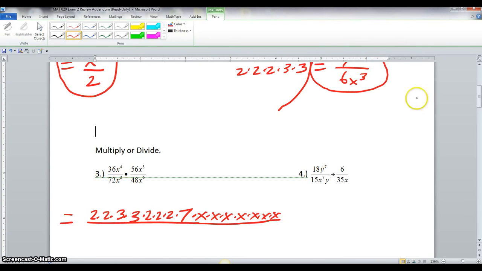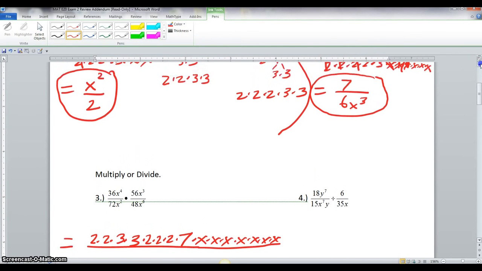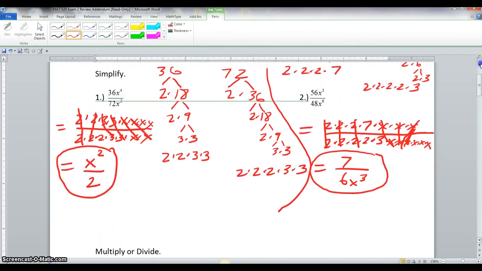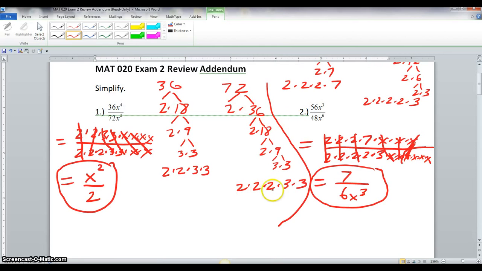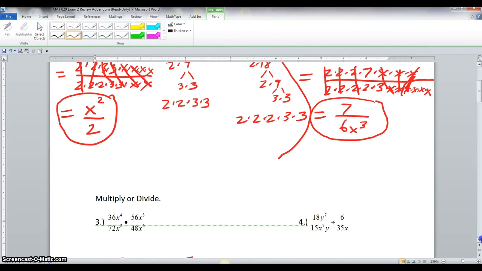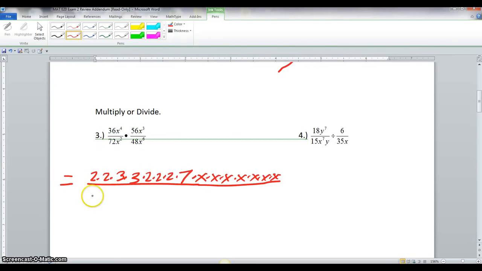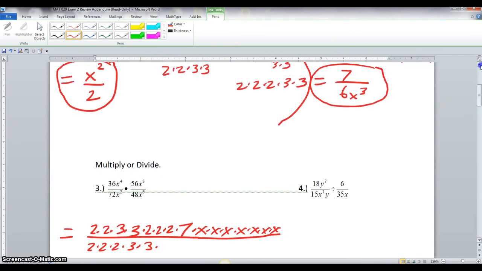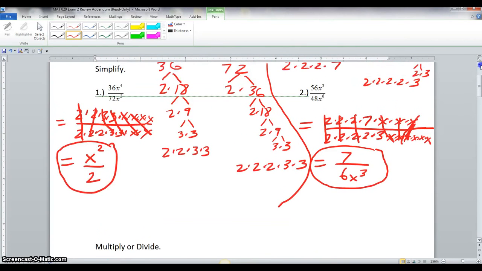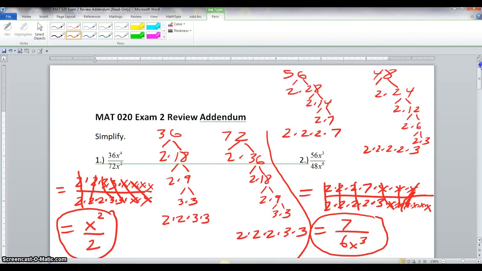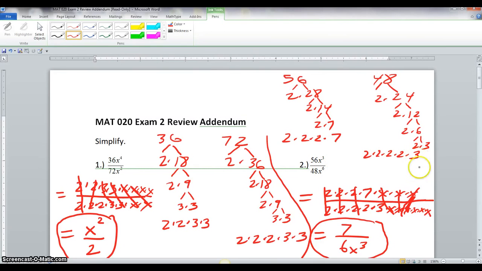Now with our denominator, we also did 72. Now with 72, we ended up with 3 2's and 2 3's. Then we'll take the prime factorization of 48, which we ended up with. You could scroll back, but let me go back up here. Okay, with 48, if you notice here, we have 4 2's and 1 3.